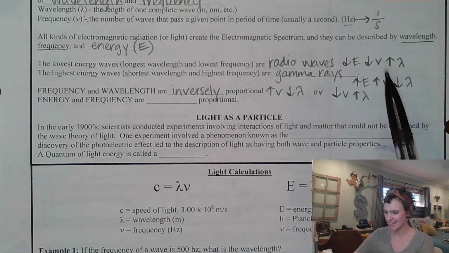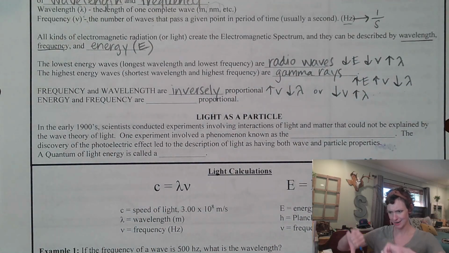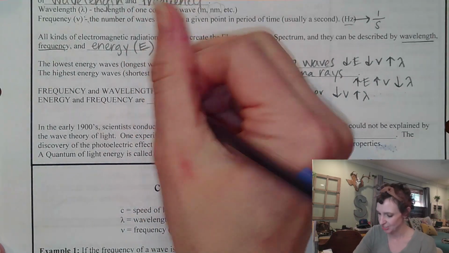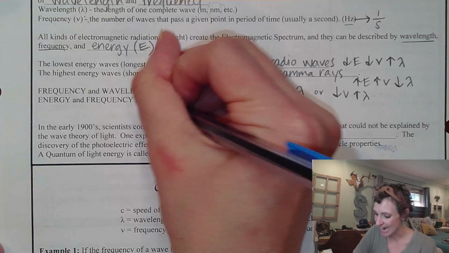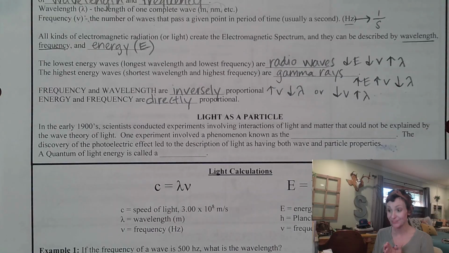Okay, but now let's look at energy and frequency. Energy and frequency, they both go down together or up together. We call that a direct relationship. So energy and frequency are directly related. And yes, you will be responsible for knowing how these properties of waves are related in terms of these terms.